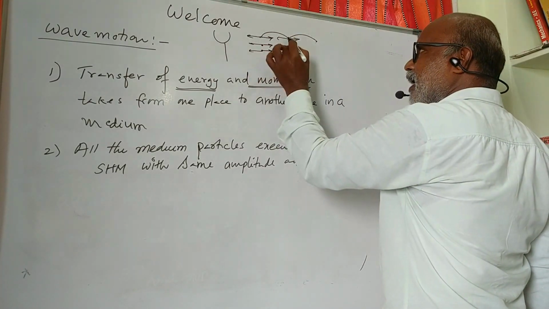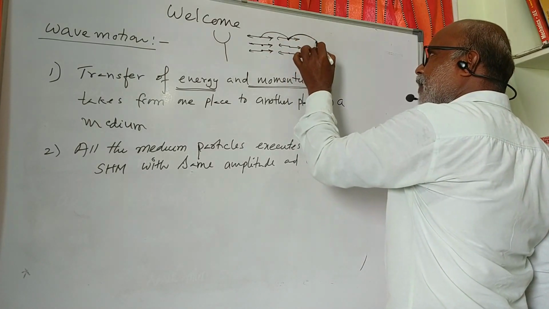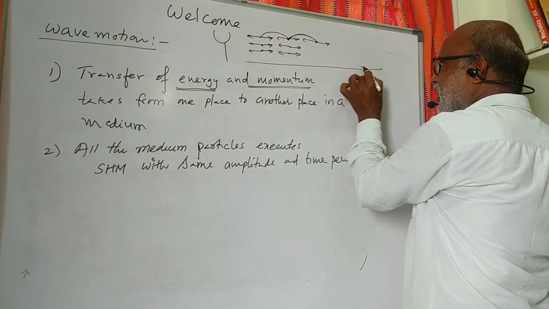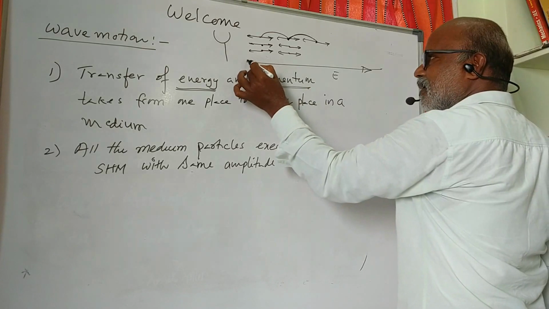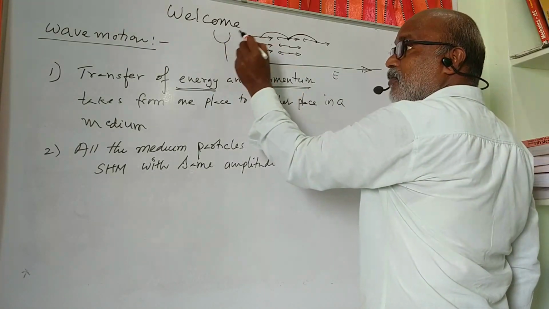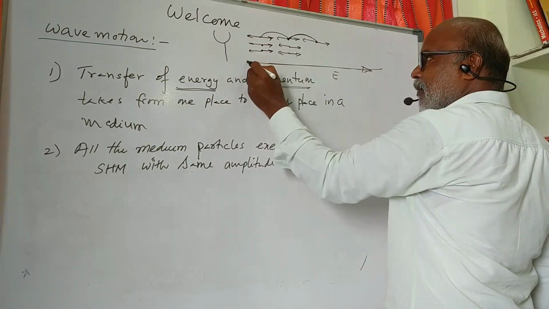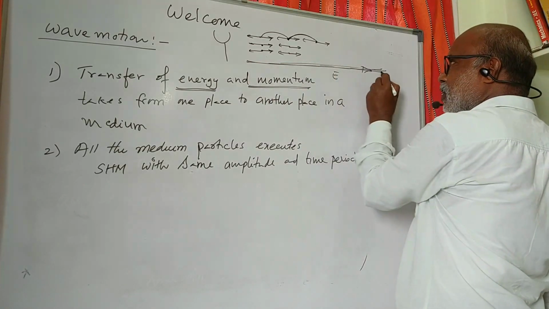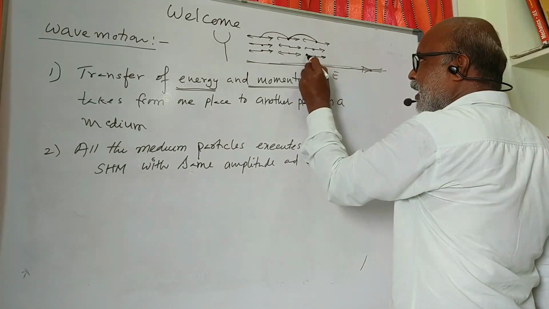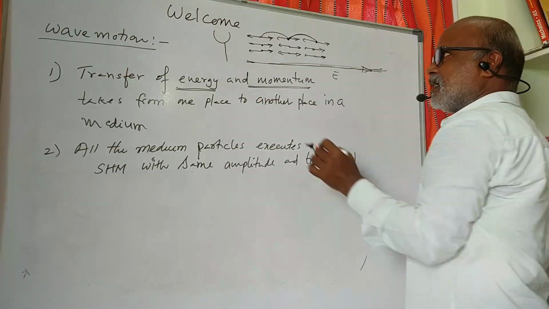If one starts vibrating, the neighboring particle also starts vibrating, so it transfers energy to the neighboring particle. Now that one starts vibrating, so the energy transfer takes place in this direction. Transfer of energy is there because we struck the tuning fork here. We have created some disturbance here. That disturbance is now traveling from left to right. It is the direction of propagation of energy, and the medium particles are also vibrating in the same direction, parallel to the propagation of energy.